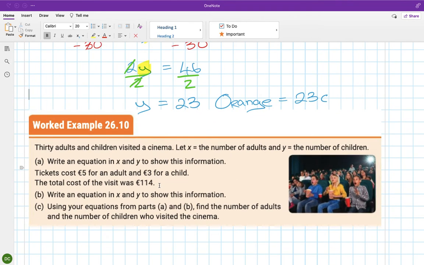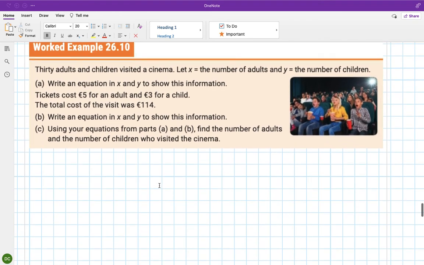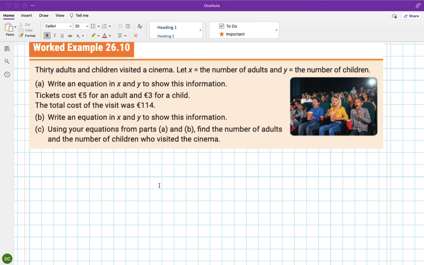Now, I'm not going to go through the actual solving part here. I'm just going to do the start of this, writing the equations, because the last time x and y stood for the cost of something, it was money. It's slightly different when, see here, x is the number of adults and y is the number of children. Okay, so 30 adults and children visited the cinema. So there was 30 in the group. Part A wants us to write an equation in x and y. So that means the number of adults present plus the number of children present equals 30.